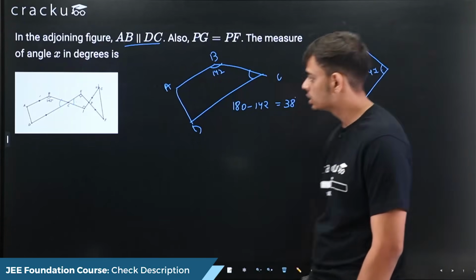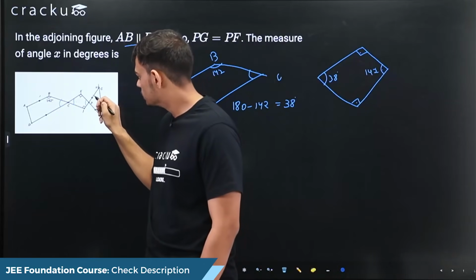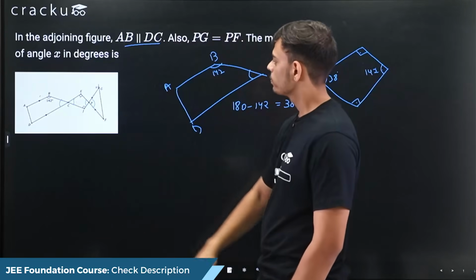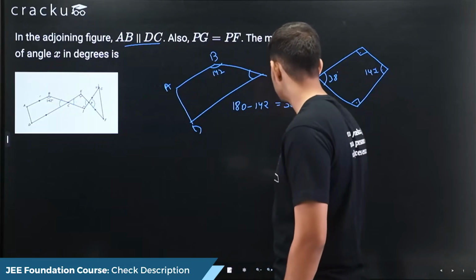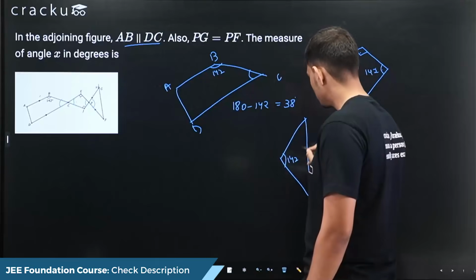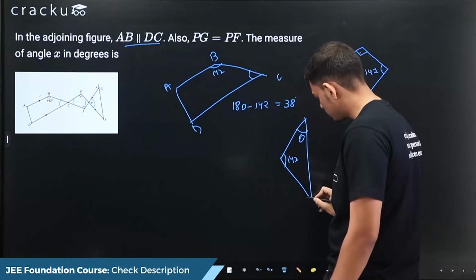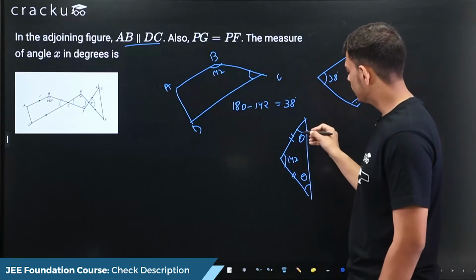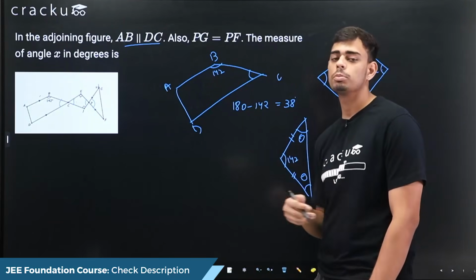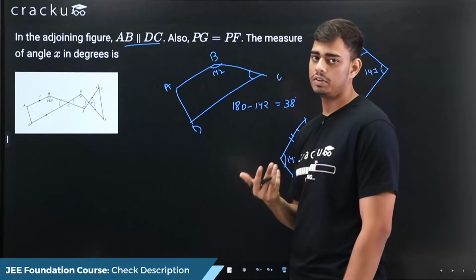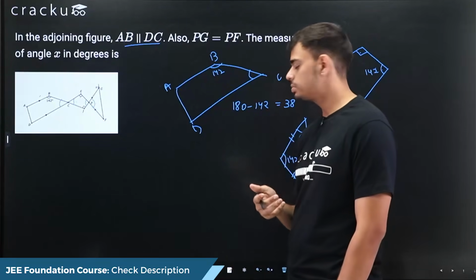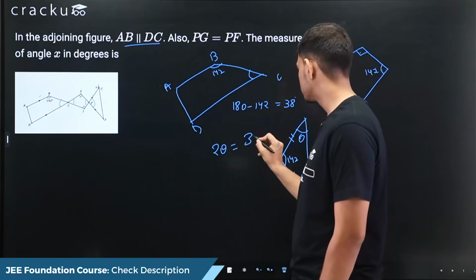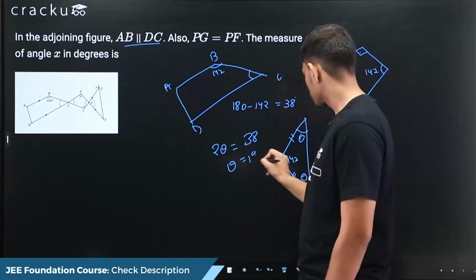This is 142 degrees. If this is 142 degrees, this will also be 142 degrees by the same concept, opposite angles at the intersection of two lines. This is an isosceles triangle. So these two are theta, this will also be theta because these sides are equal, so the angles opposite to them will also be equal. And the sum of these three angles is 180 degrees because the sum of interior angles in any triangle is always 180 degrees. So 2 theta will be 180 minus 142, which is 38. Theta will be 19.